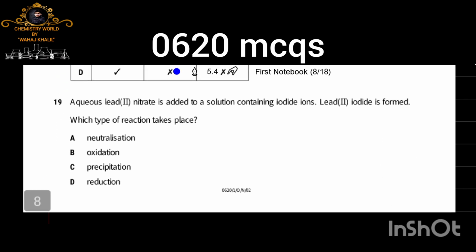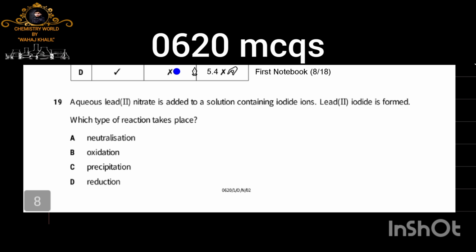An aqueous lead-2 nitrate is added to a solution containing iodide ions. Lead iodide is formed. Which type of reaction is that? Is it a neutralization? Is it an oxidation? Is it a precipitation? And is it a reduction?